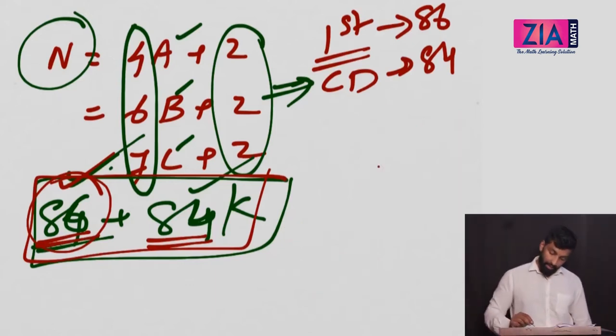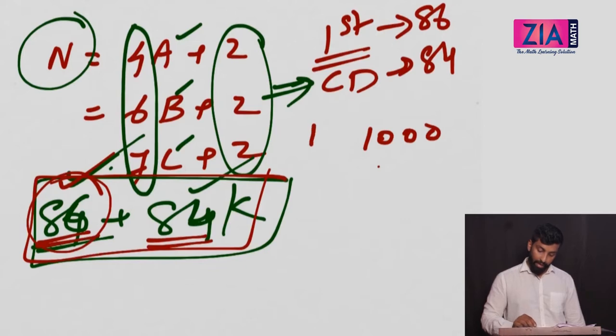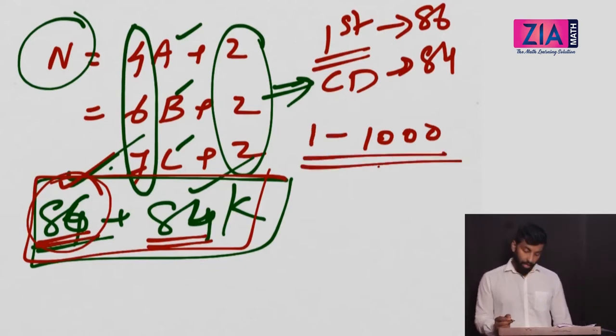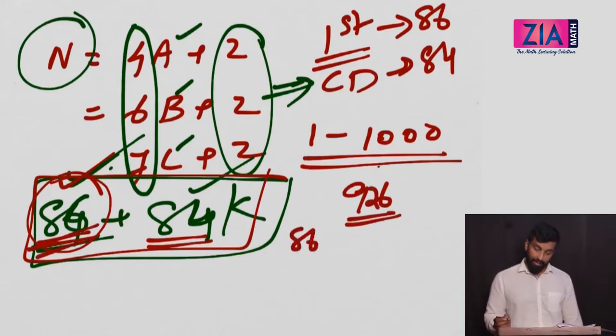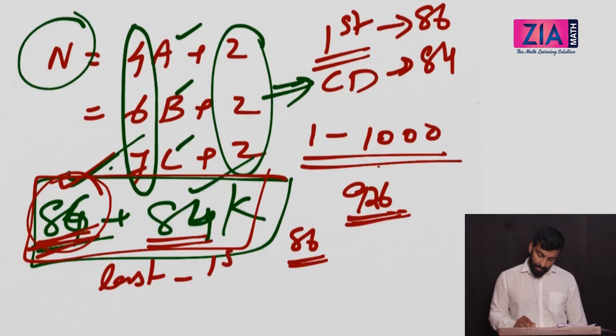How many such terms are there within a range of 1000? If you take 1 to 1000, how many such terms are there? You understood 926 is the last term within 1000, and you know the first term is 86. You know the last term and you know the first term. You apply again the AP formula: last minus first, divided by common difference, plus 1.